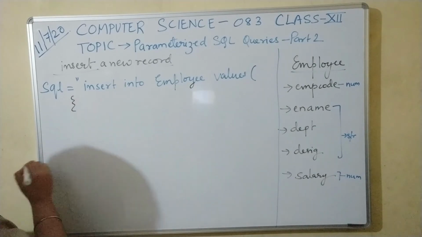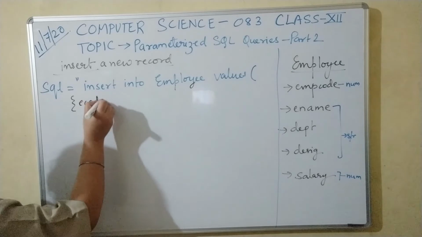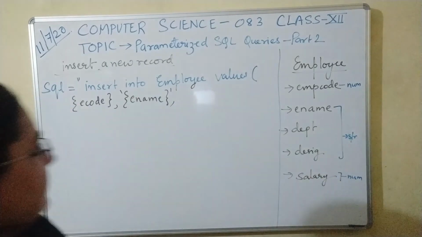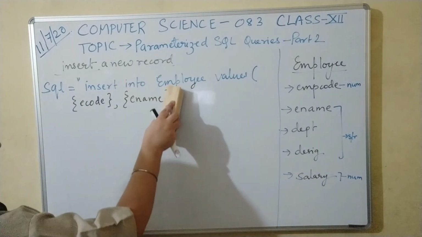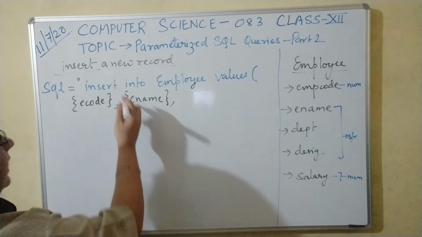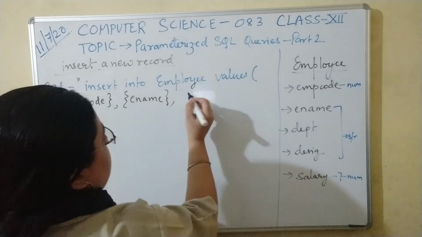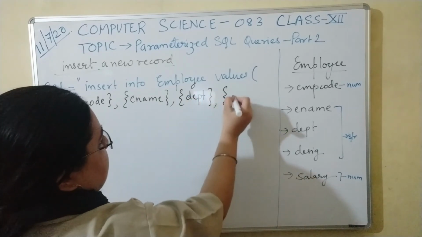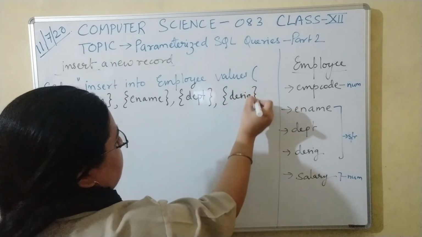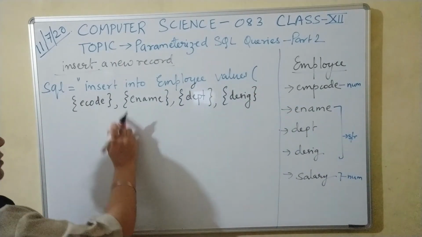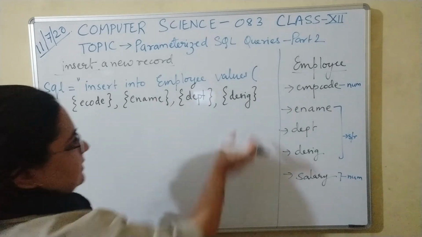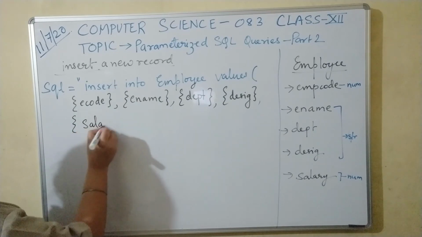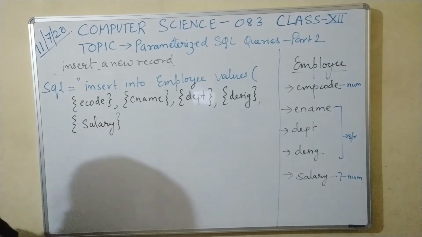For the first one, I can simply type here eCode. Second one will be ename, but here without the single quotes, because now we are providing named parameters. Next one, DEPT. Next one, desig. Now because these are named parameters, we are not going to enclose them within single quotes, because these are like variables, students. In place of these variables, their actual values would get substituted.